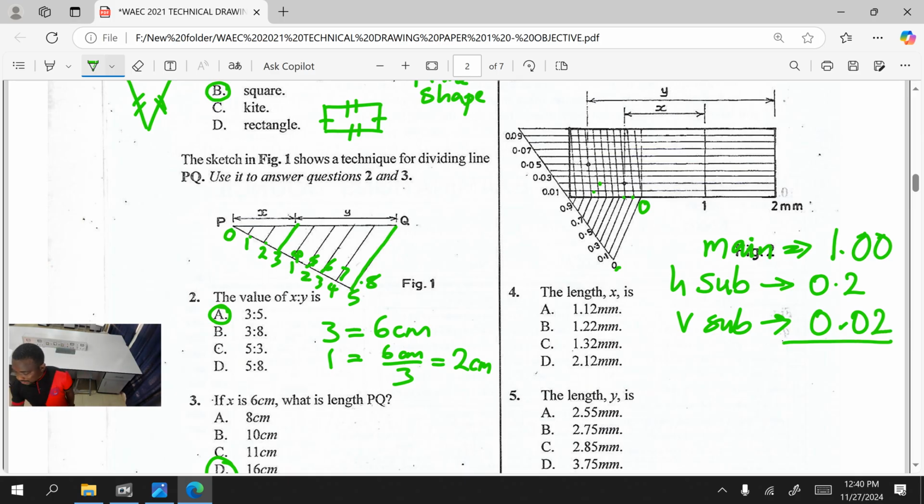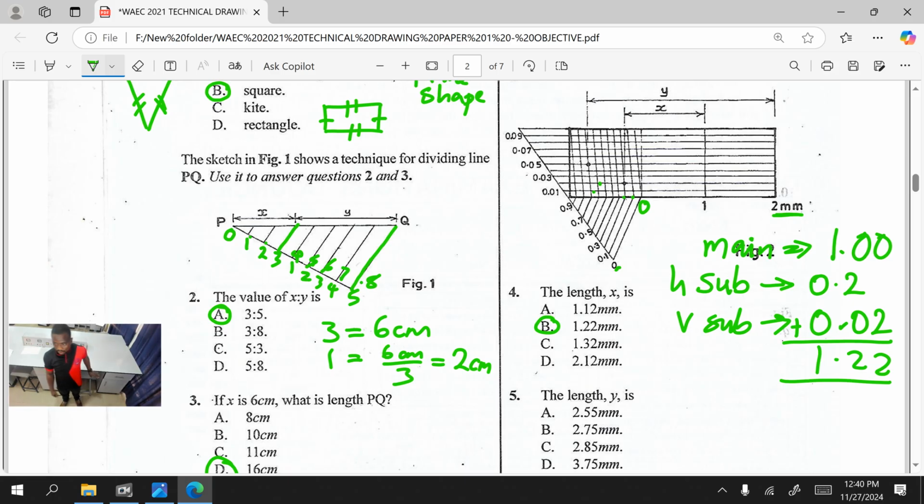So we are going to add everything together to get our scale. So we have 1.22. So the length there is 1.22 millimeters. You can see the unit here. So we go to question number 5.